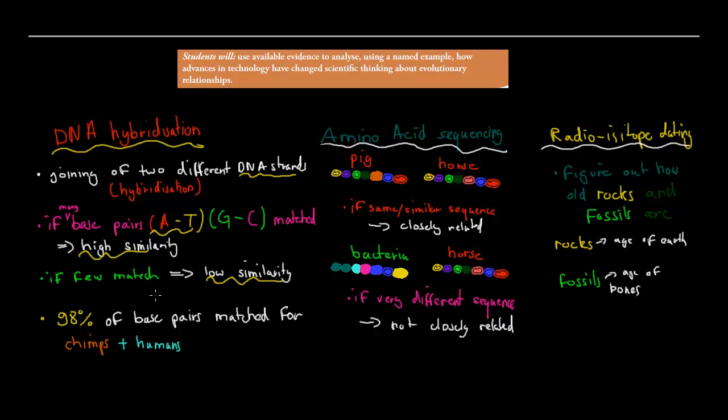But if you're confused with this, just go over that video again. I can't go over it in detail now because I don't want to go too long in this video. And then we have the 98% of base pairs matched. So the chimps and the humans had 98% of their base pairs similar in their DNA, which hints that they're very closely related. So we use that DNA hybridization to find out how closely our DNA is similar for different animals or plants.